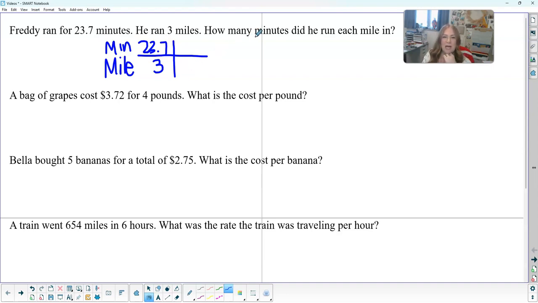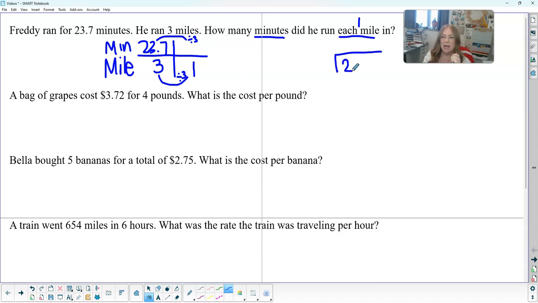Now our question is how many minutes? This is what we're looking for, the minutes. Did he run each mile? How many miles? 1. Each means 1, and it's a singular word, 1 mile. So now I can ask, how did I get from 3 to 1? We divided by 3. So now that means I need to divide by 3 here. So I'm showing what I'm doing. Divided by 3, divided by 3.